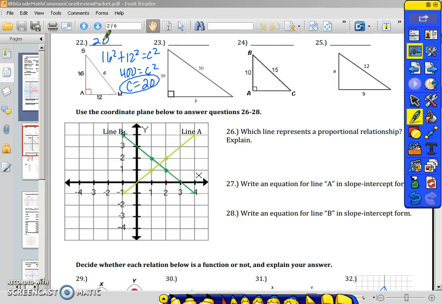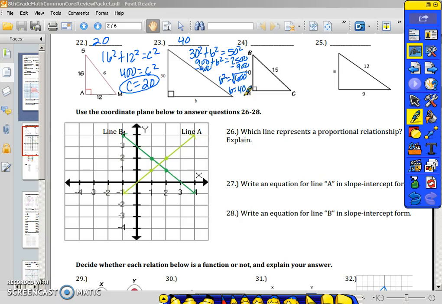Number 23, 30 squared plus B squared equals 50 squared. Square each number and then subtract, and you will get 40. 30 squared is 900, and 50 squared is 2500. And when you subtract those, B squared is 1600, and the square root is 40.